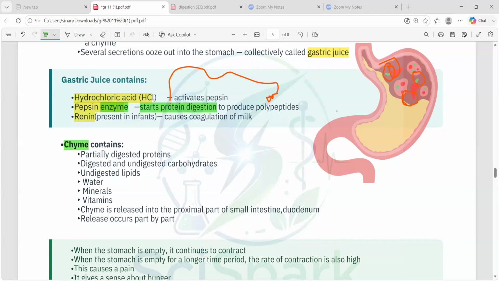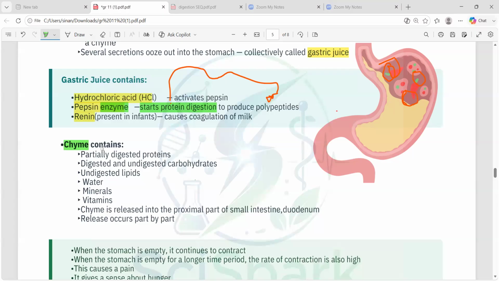So polypeptides are what? What is the basic unit of proteins? Tell me that first. Which is the basic unit of protein? Very good. It's the amino acid. Okay, amino acid. But now proteins are converted to whom? It's converted to polypeptide, not the amino acids. If it is converted to amino acids only, we can absorb. But since it's converted to polypeptide, we can't absorb till now.